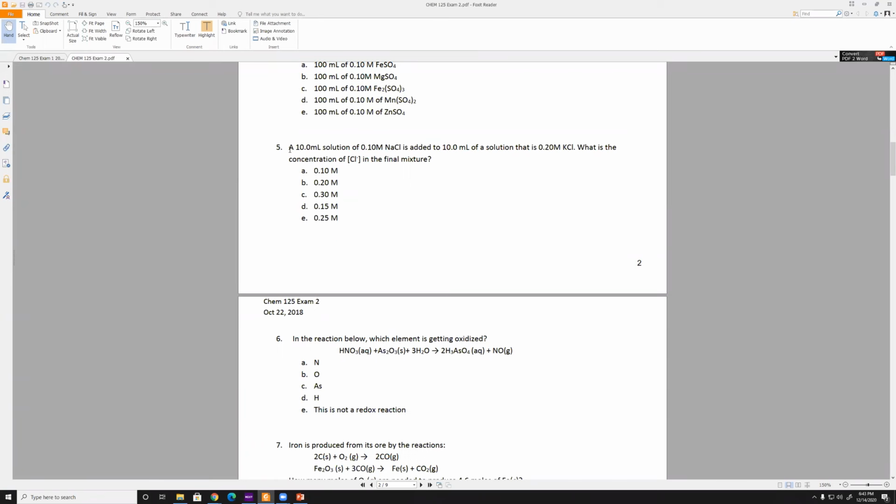Since you're adding these solutions together, you're going to divide the moles by the liters. And now the liters is the combination of both volumes, so that's going to be 20 milliliters. And your answer is 0.15. Does anybody have any questions on that one?